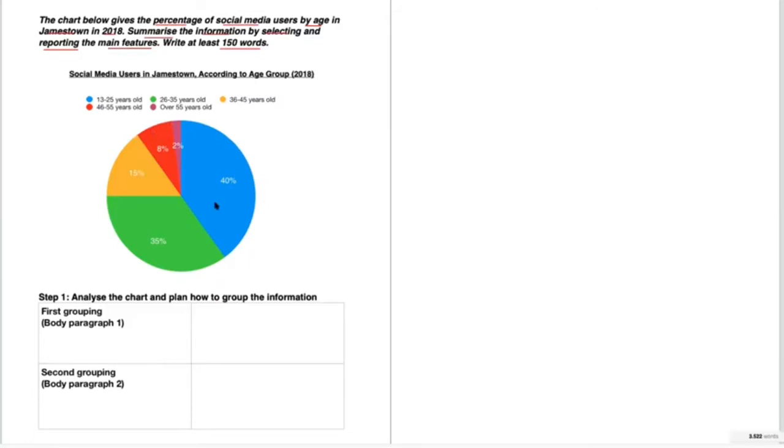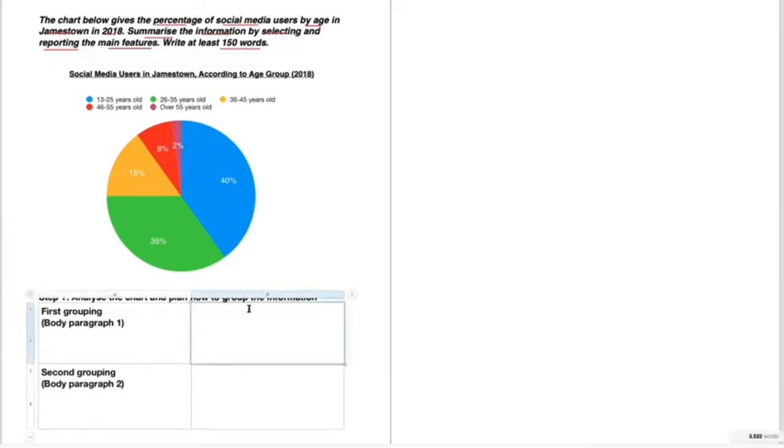And so we see here we have 13 to 25-year-olds in blue. That is 40%. And then the next highest is 26 to 35-year-olds, and that is 35%. So I, right away, just seeing this, it catches my eye. I would separate the 2 biggest and the 3 smaller segments. So we're going to do just that.